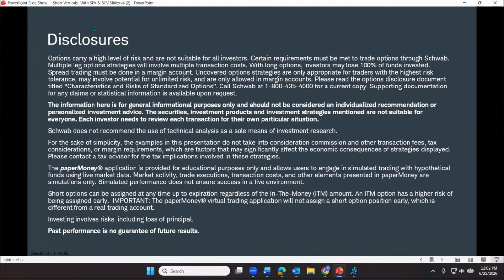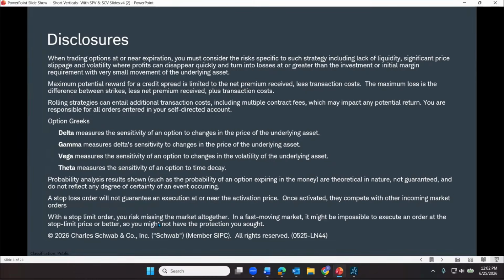But let's get into this discussion. We're talking about using charts to plan and place spread trades. But before we do that, of course, we have to consider the risks associated with doing this sort of thing. So bear these important disclosures in mind. Options carry a high level of risk and are not suitable for all investors. Schwab does not recommend the use of technical analysis as a sole means of investment research. Investing involves risks, including loss of principal, and any investment decision you make in your self-directed account is solely your responsibility.